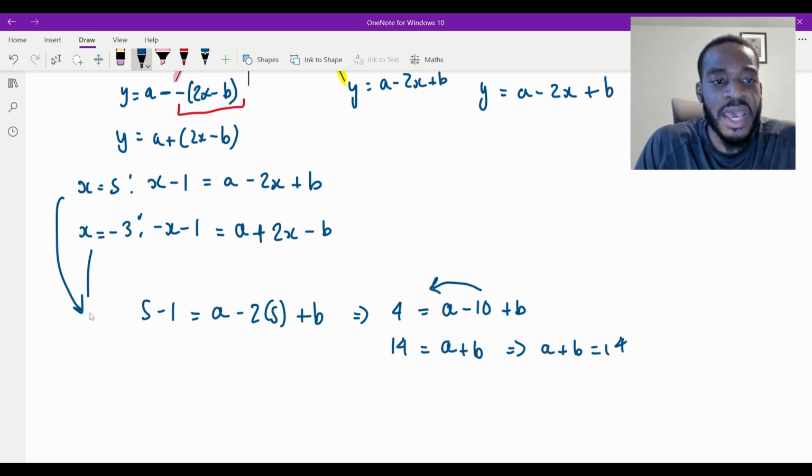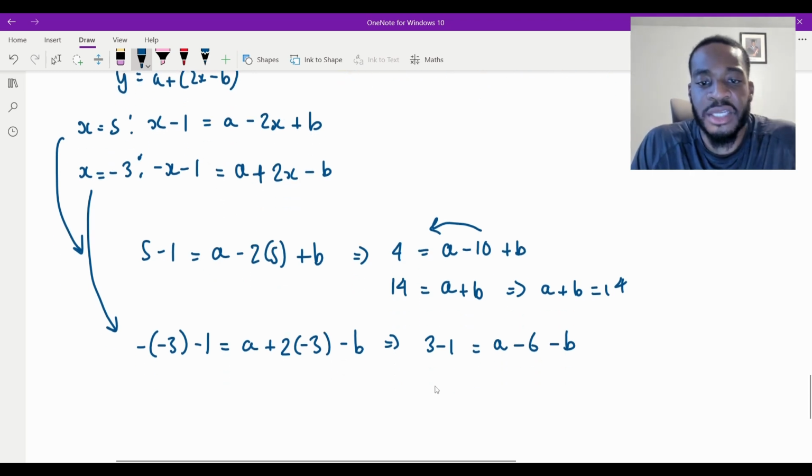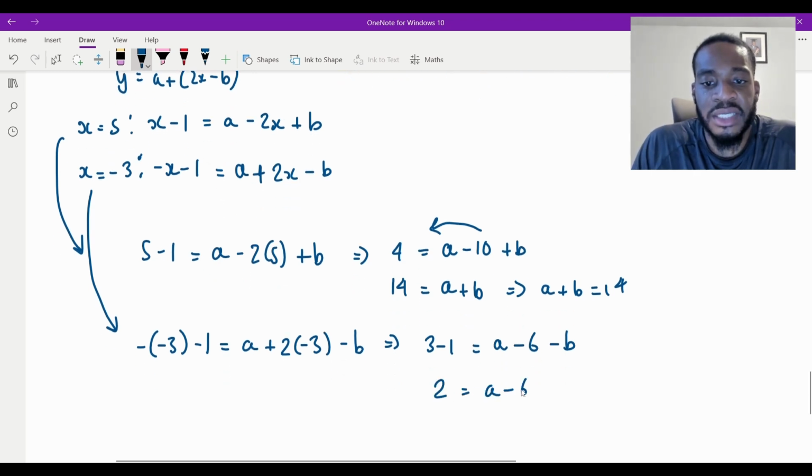And then the next one, x equals minus 3, I'll do that there. That's going to be minus 3 minus 1 is going to equal a plus 2 lots of minus 3 minus b, isn't it? And then tidying that up, two negatives make a positive. It's going to be 3 take away 1 is going to equal a, and then that's going to be a minus 6 minus b. And then in that case, that's going to be 2 is equal to a minus 6 minus b.